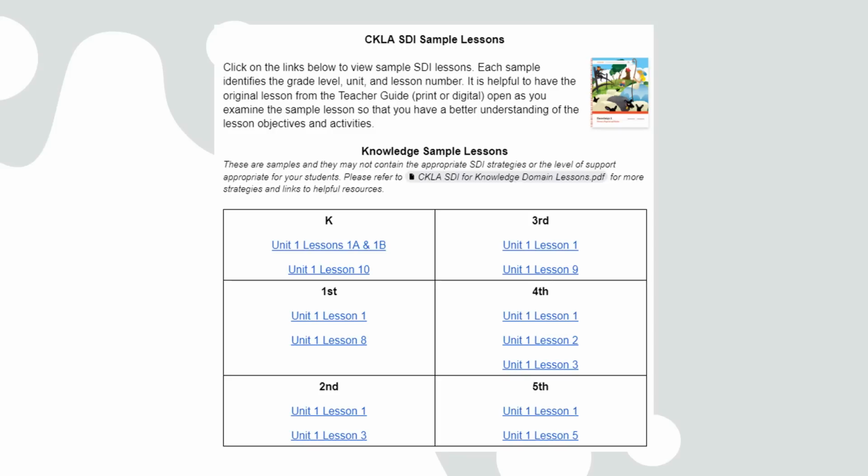The third resource is a collection of knowledge and skills lessons that incorporate specially designed instruction. This document includes links to a variety of sample lessons from each grade level. The lessons use a variety of formats, which are each linked at the bottom of the document. In some lessons, a specific student profile is identified and planned for. In others, there are a variety of options that could support different student needs for the specific activity. At the beginning of each section, Knowledge and Skills, there is also a link back to the SDI documents we just reviewed. Let's take a look at one example.